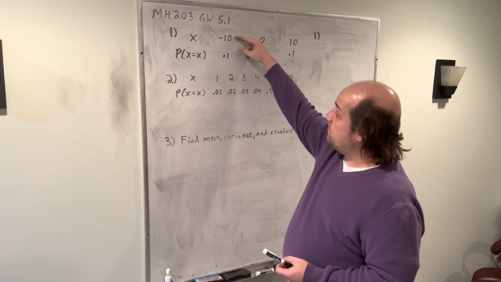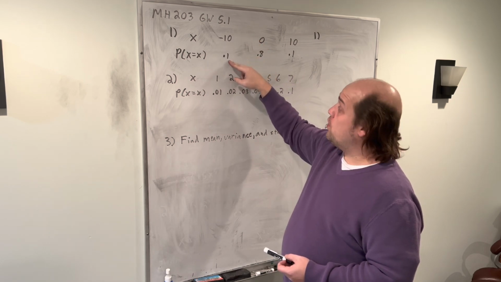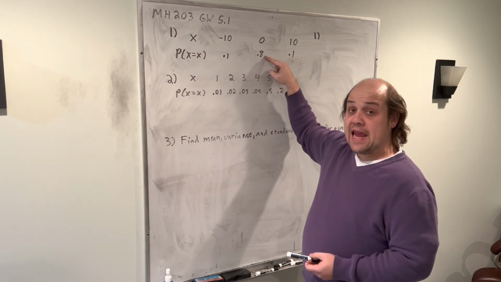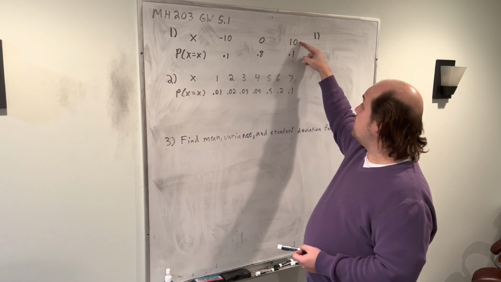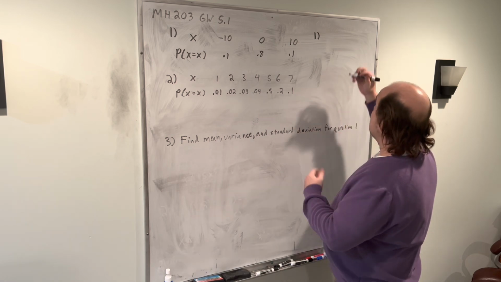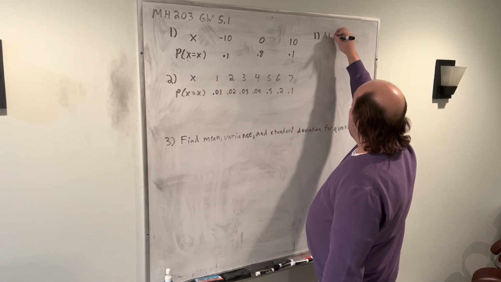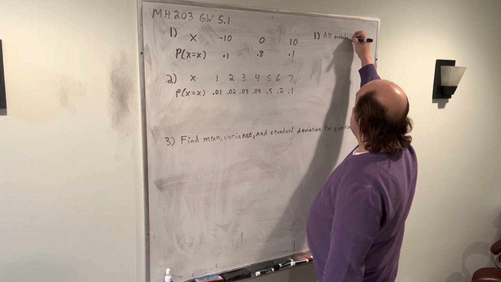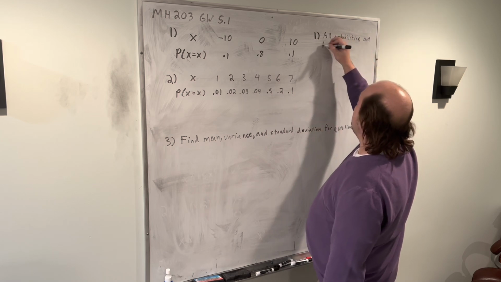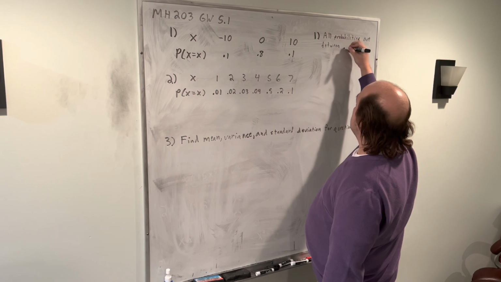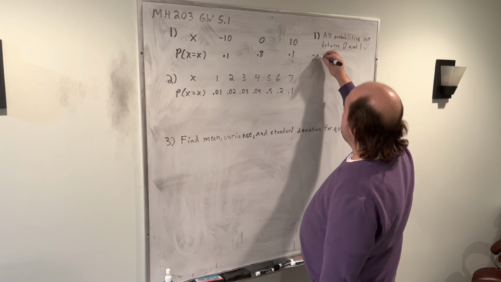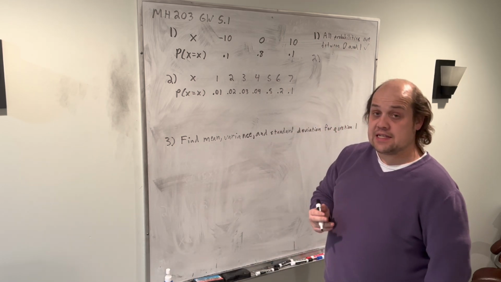So x takes on a value of -10 with probability 0.1. 0.1 is between 0 and 1. X takes on a value of 0 with probability 0.8. 0.8 is between 0 and 1. X takes on a value 10 with probability 0.1. 0.1 is between 0 and 1. So I can say the first property is satisfied. All probabilities are between 0 and 1. Check.